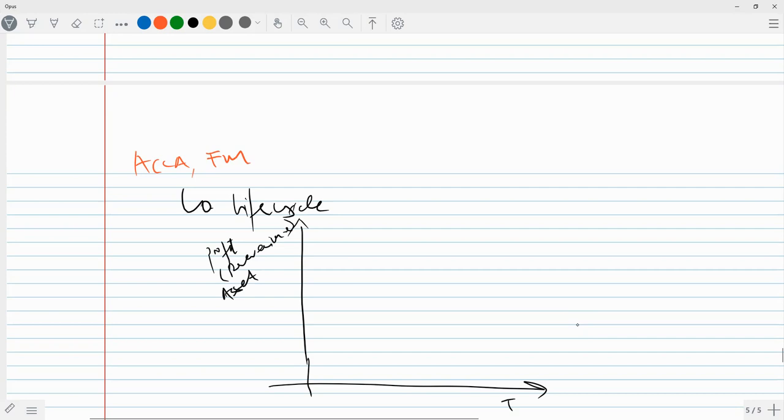Versus time. Generally, this is going to be the conventional path of a company. Let me draw the graph again. Here the company has just been formed. The startup, then a growth phase. This is maturity. Then you can go either this way, or you can go this way.